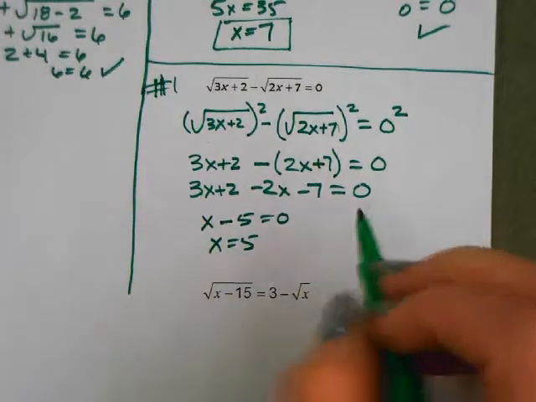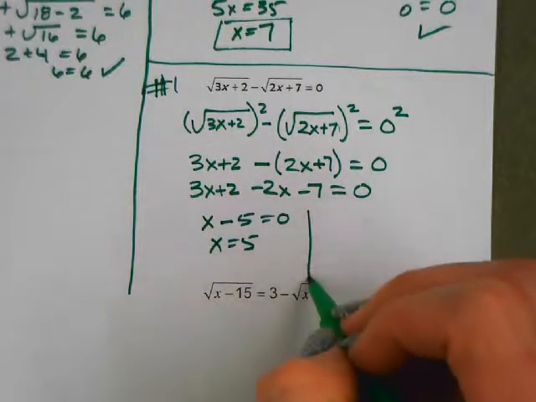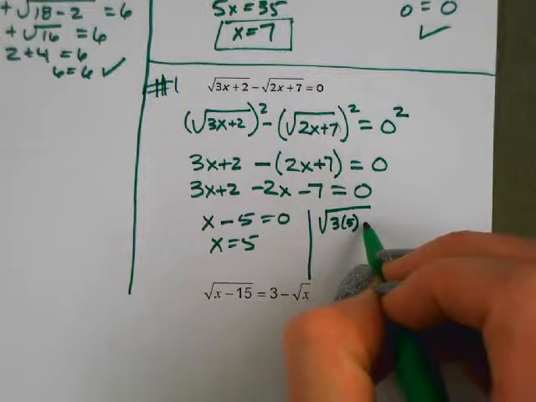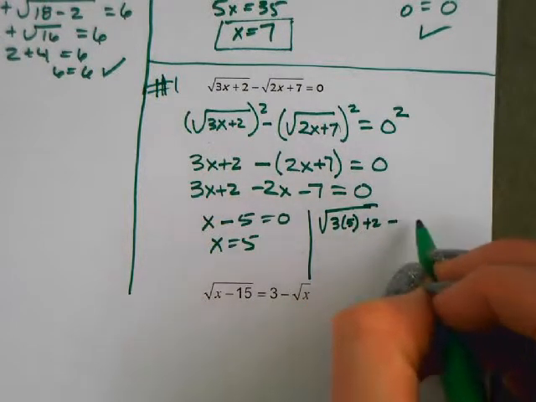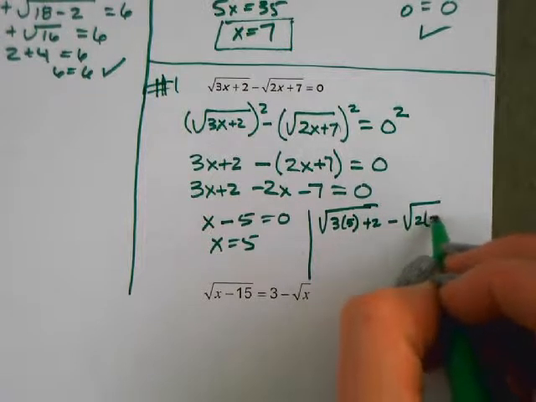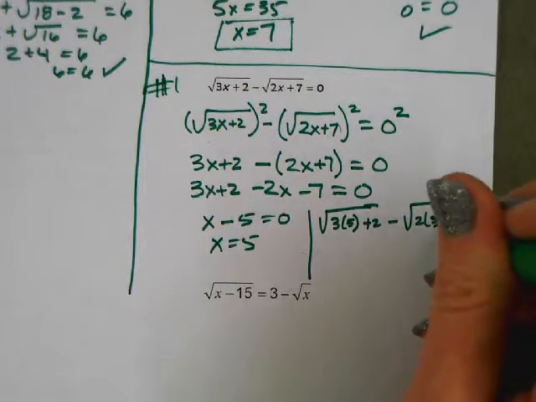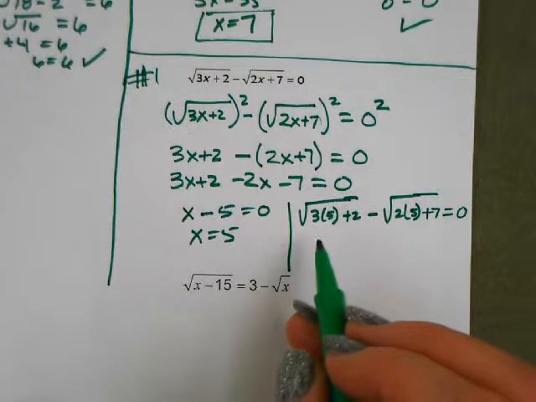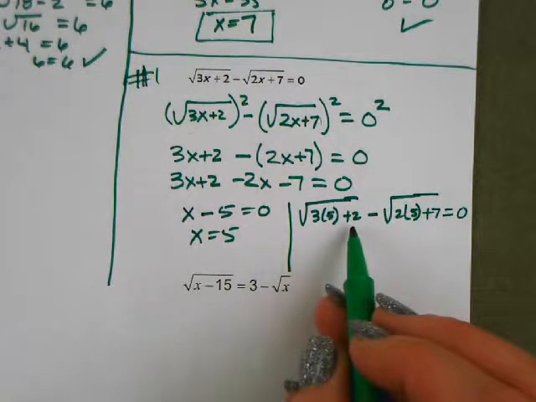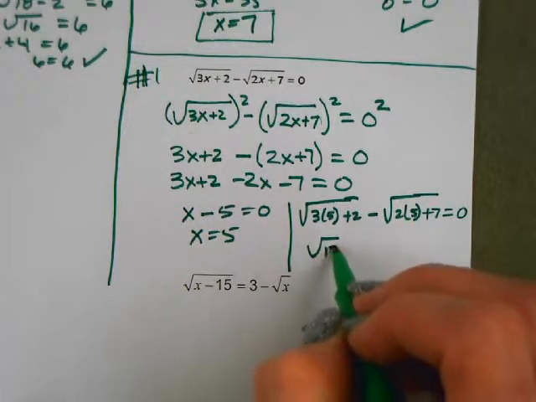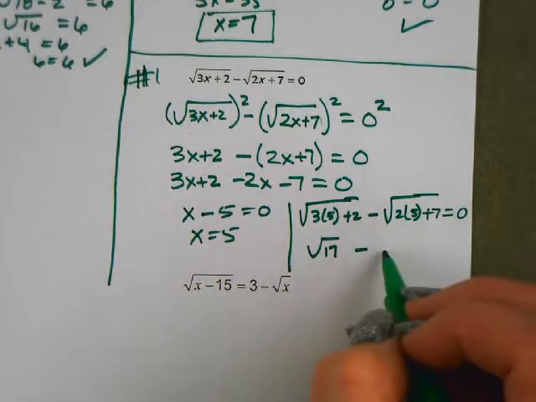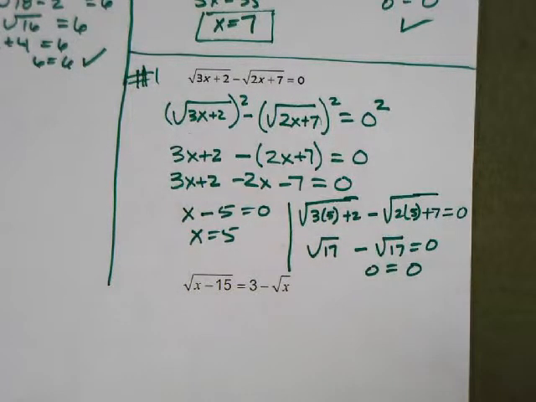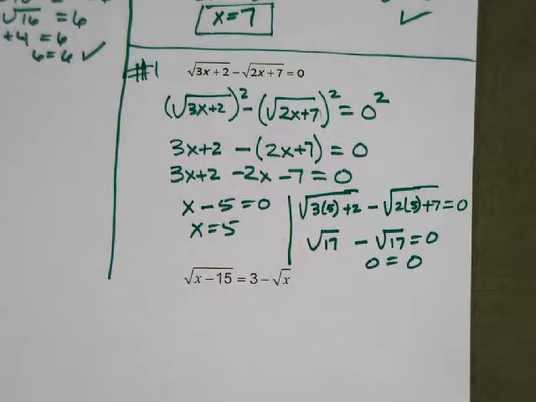And then when you check it, okay, I'm going to have the square root of 3 times 5 plus 2 minus the square root of 2 times 5 plus 7, and that equals 0. And so this can be, what is this? 15 plus 2 is the square root of 17, minus 10 plus 7, which is minus the square root of 17 equals 0, so 0 equals 0. So that works. Okay?